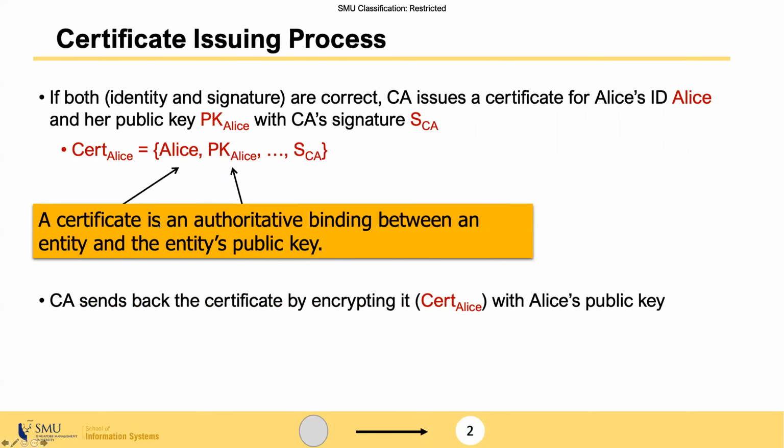Lastly, a certificate is in fact a binding between the entity, which is Alice here, and that entity's public key. So it is a binding, and that binding is enabled by using this signature. Okay, so that is the digital certificate issuing process. Next, we will discuss the certificate verification process. When somebody wants to use a public key, there has to be a certificate verification process to make sure that they have the authentic public key. We will discuss that in the next lesson.